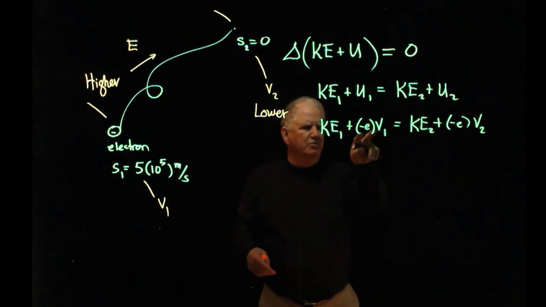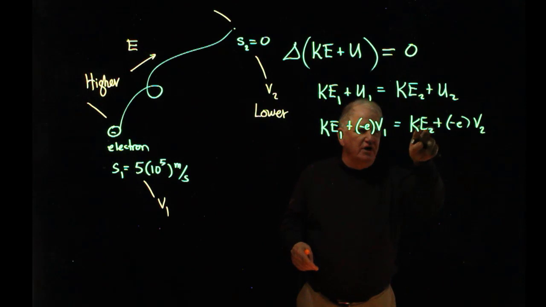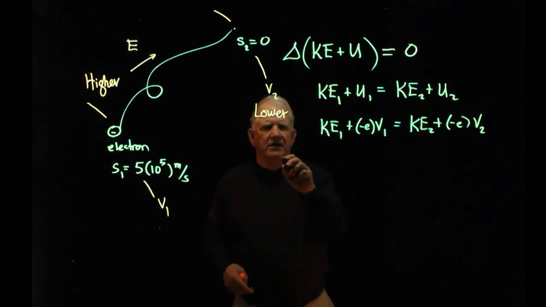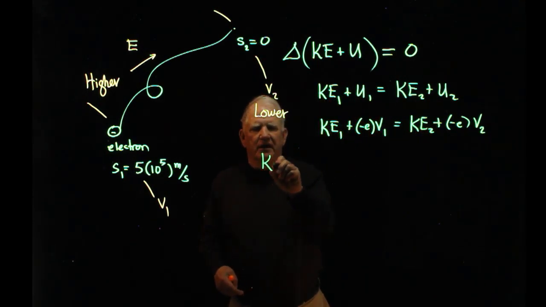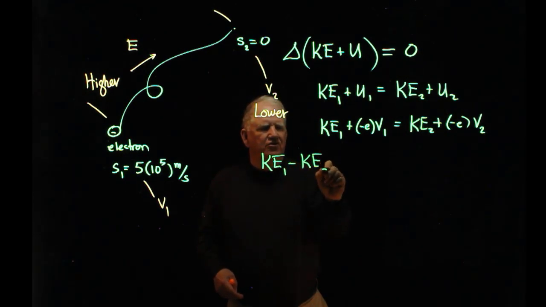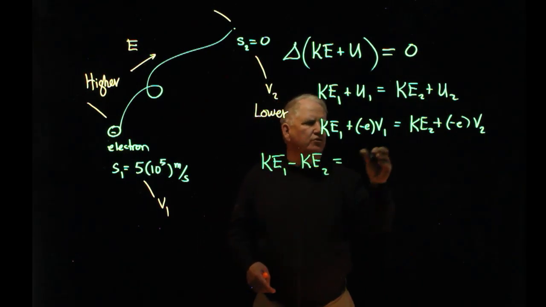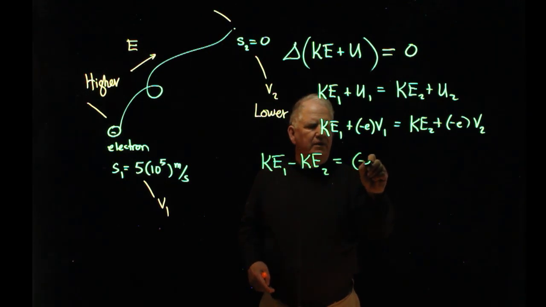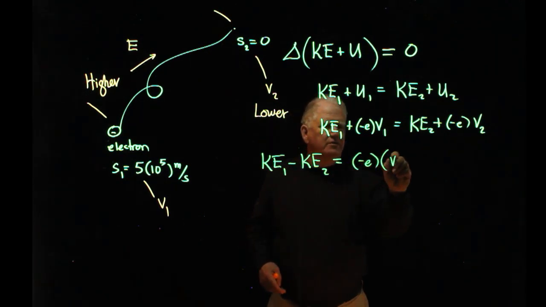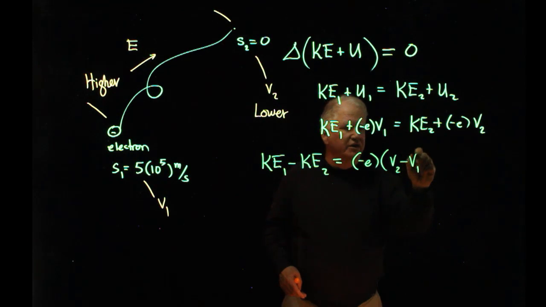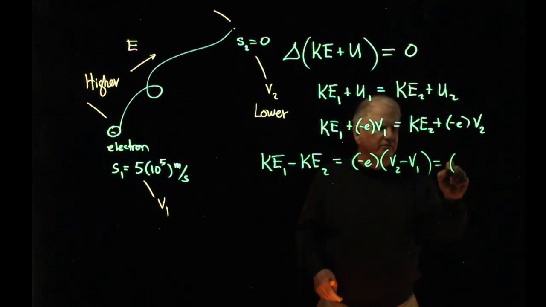So let me put this term on this side, this term on this side. I'm going to get KE1 minus KE2 is equal to the electron charge times V2 minus V1. That's the potential difference that I'm looking for.